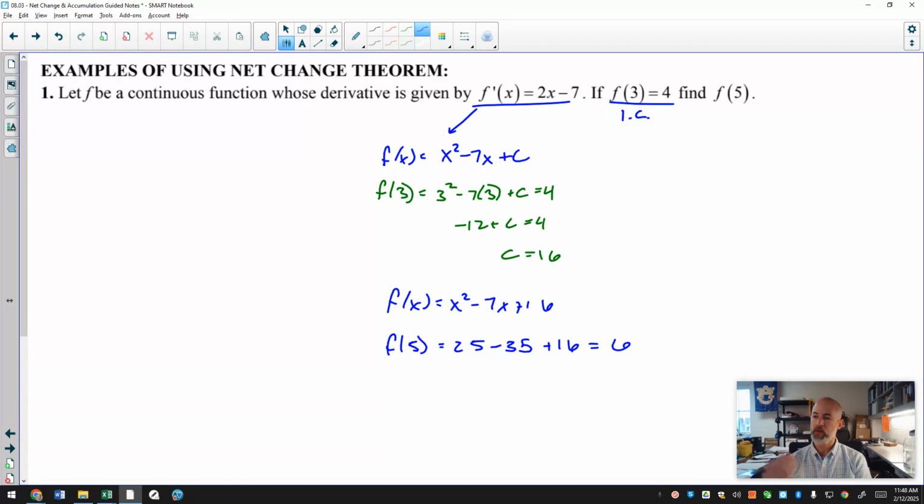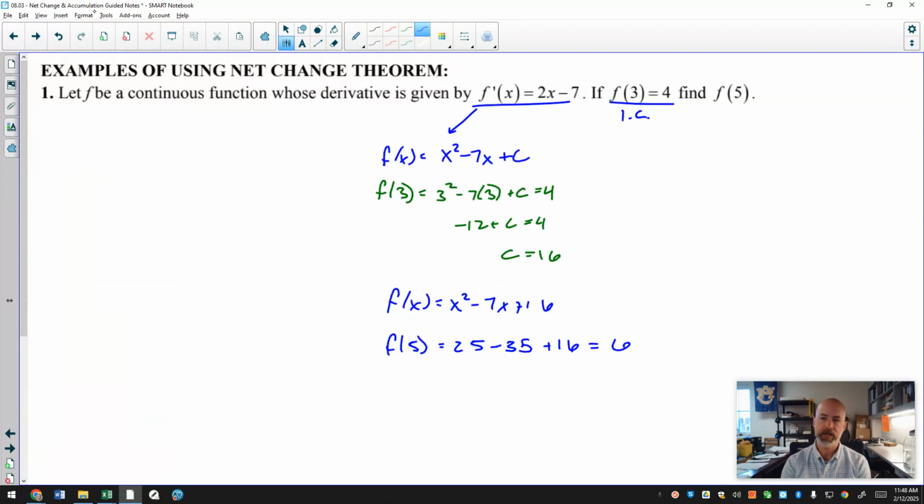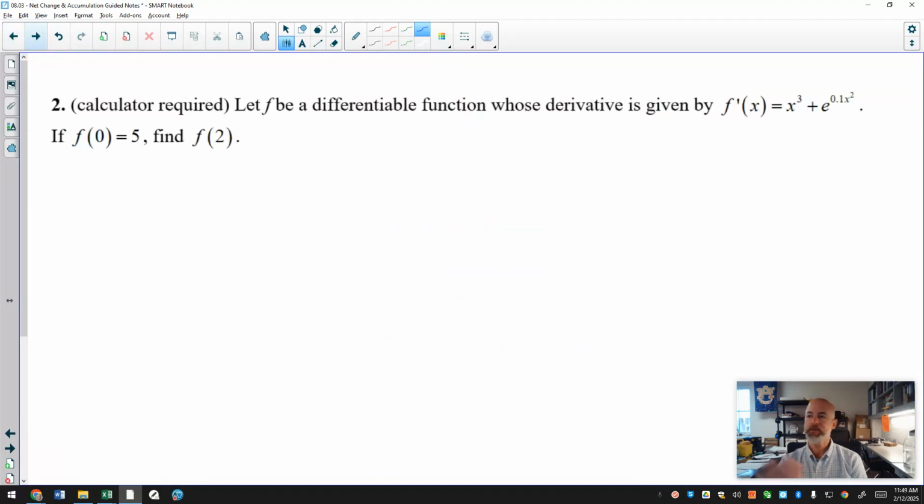And you may be thinking, well, if that works, why do I need to know this little setup? If I can just use antiderivatives and solve for c, what's the point of the new setup, the evaluation of the net change theorem? And the reason we need to know it is because you can get a question like this, where you have to have a calculator, and it's the same situation. F is differentiable. I give you f prime. I give you the initial condition. I want the function's value at some later time. I want to know where we are at 2, and I know we're starting at 0, 5.